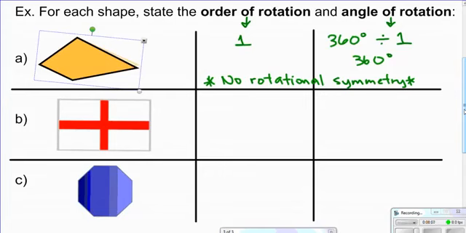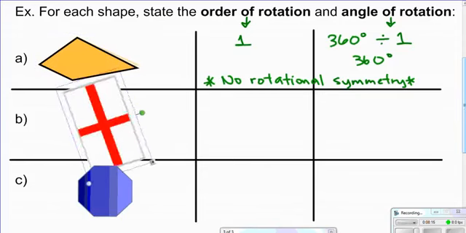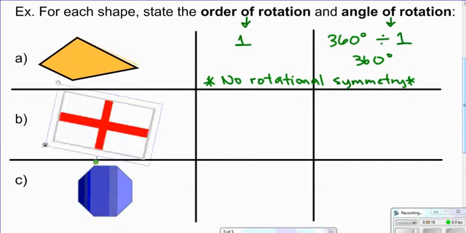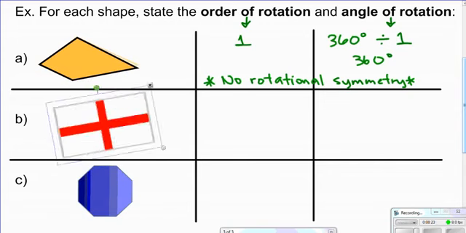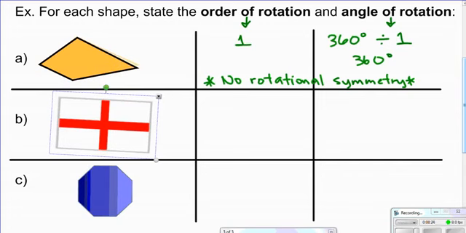Okay, again, bonus points if you can guess this next flag without having to look it up. And I know you all just Googled it because you're a bunch of cheaters. So when I turn it halfway, I make the same flag again, and when I turn it fully around. So this shape fits into itself twice, so the order of rotation is 2. And to find the angle, we take 360 degrees, divide it by 2, and so the angle is 180 degrees.